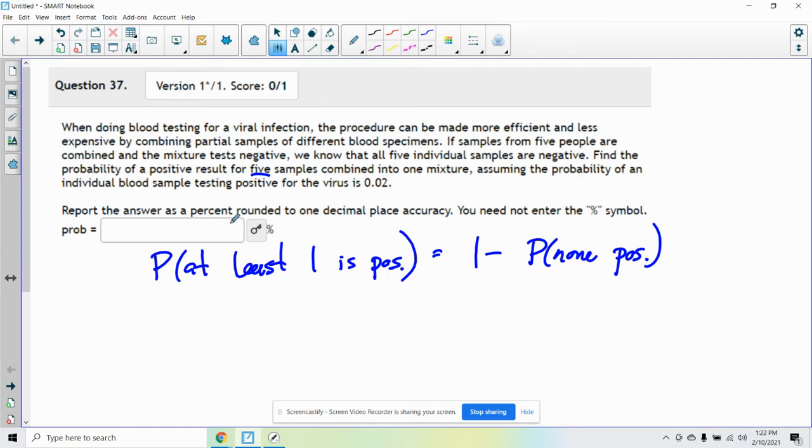So the first thing I want to do is figure out, okay, what's the probability that the first person in the group is not positive? Well, if the probability for a positive test result is 0.02, the probability for a not positive test result is 0.98. For the first one, times 0.98 for the second, times 0.98 for the third, and so on, 0.98 to the fifth for all five people, all five samples. So to get the complement, I'm just going to do 1 minus 0.98 to the fifth power.